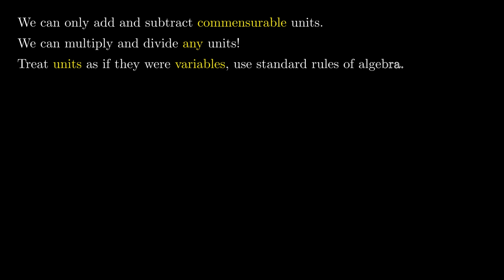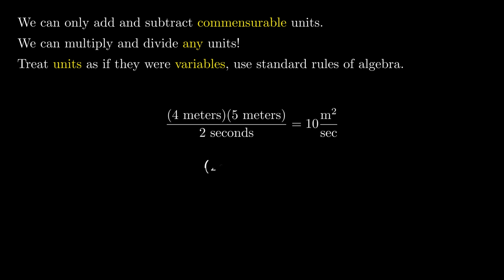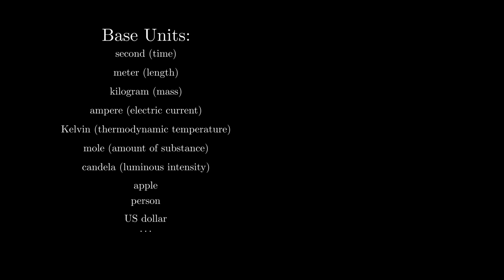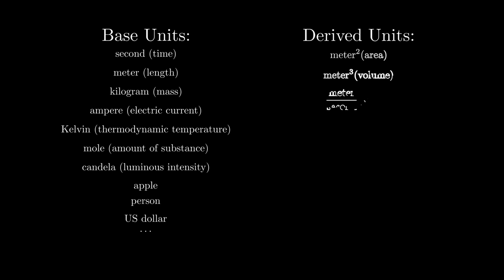Now that we have established this, notice that units can be inserted into expressions just like any value or variable, and the standard rules of algebra apply to them as if they were just variables. Some units we have to just start with. These are called base units. Once you have a set of base units, you can then create other units by combining those base units using multiplication and division, which are called derived units.